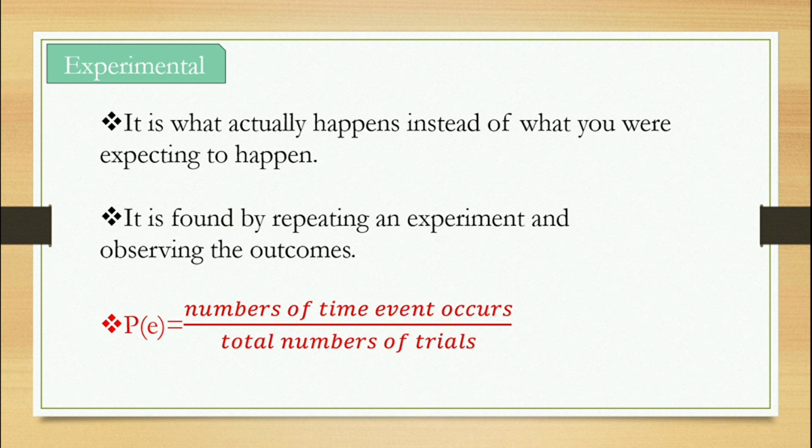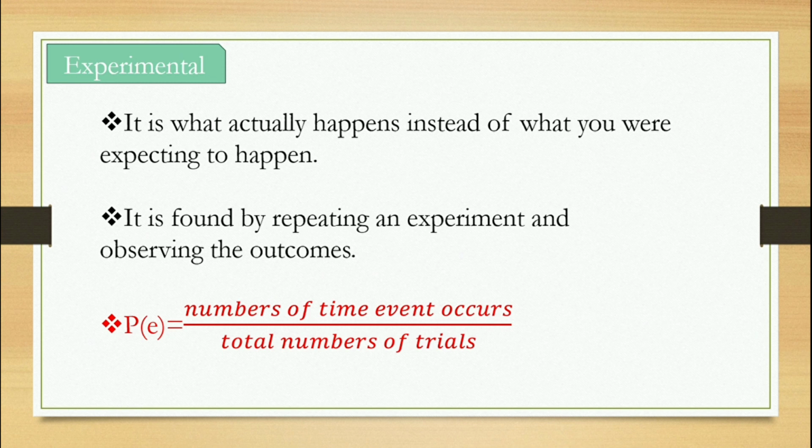What do you think is the experimental probability? When we say experimental probability, it is what actually happens instead of what you're expecting to happen. It is found by repeating an experiment and observing the outcomes. It can be calculated based on the number of times an event occurs over the total number of trials. Here is the formula for the experimental probability: P of E is equal to the number of times the event occurs over the total number of trials.